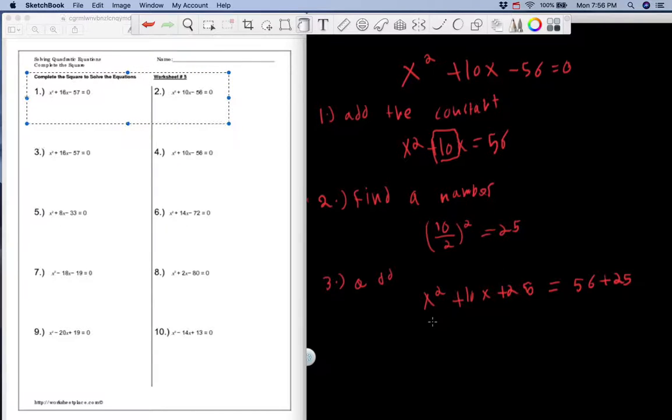So the left side is just x squared plus 10x plus 25, and the right side is 56 plus 25, which is 81, I believe. Yeah, 81. Okay, so now the fourth step is to write in terms of a perfect square. So write perfect square.